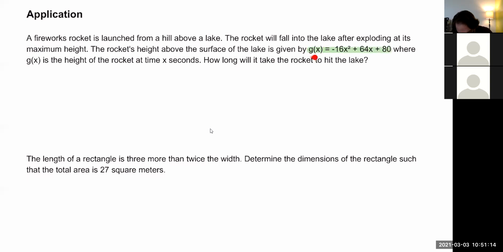Now, if you're a little bit hesitant by this g of x, imagine that was just a y, or we'll see what we replace it with here in just a moment. So this tells me that g of x is representing the height of the rocket, and x is measuring the time in seconds.